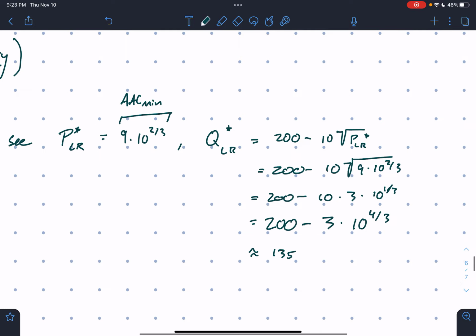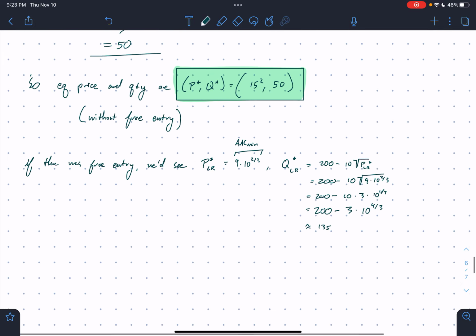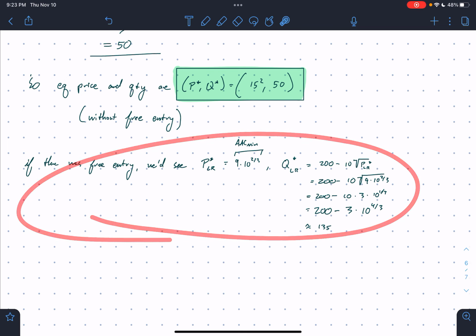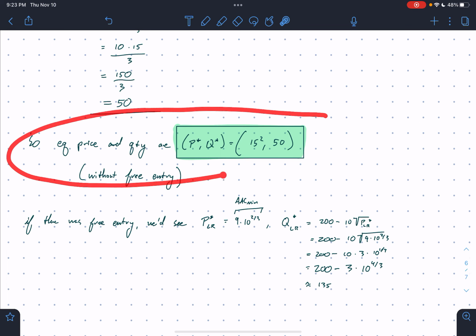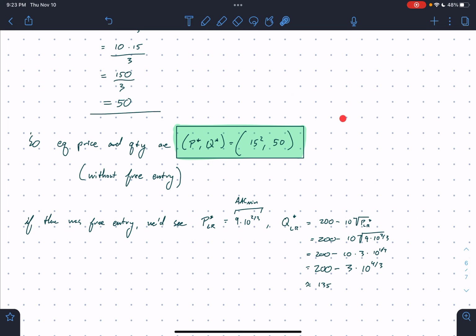Again, this is just an exercise. This is not what the question's asking. This is just me giving you an extra example of how it would be different if you had a different environment. The answer for this problem, because we assume that there are only 10 firms, there's no free entry, is the price is 15 squared, quantity is 50. If there were free entry, we'd see price equal to AAC min and quantity equal to the demand at that price.